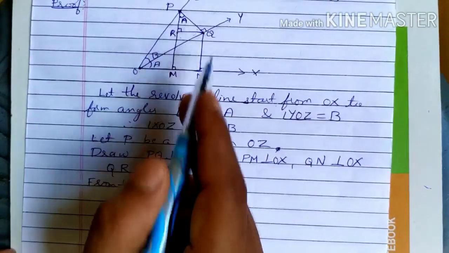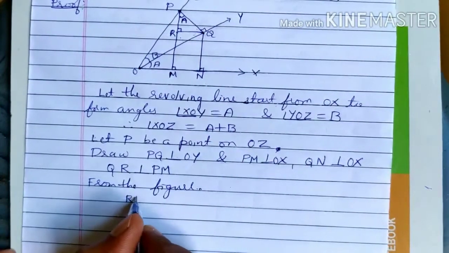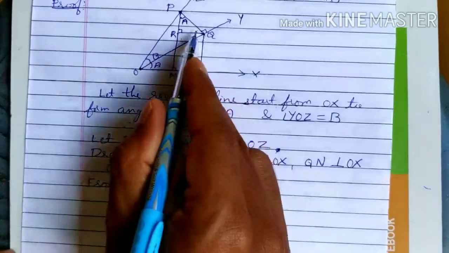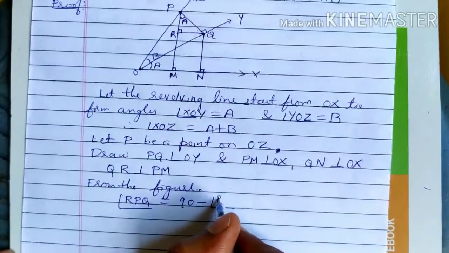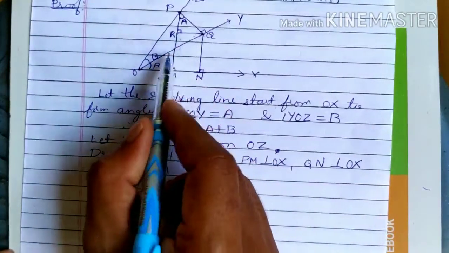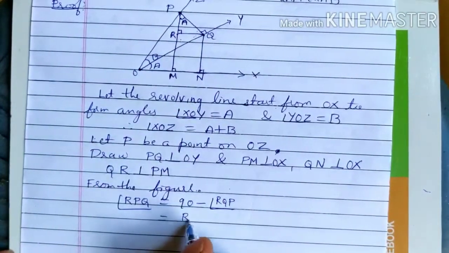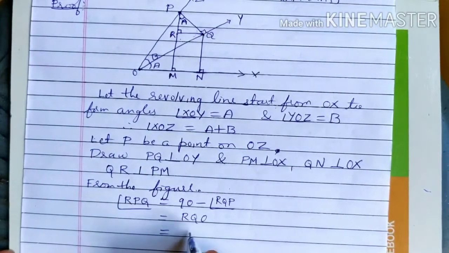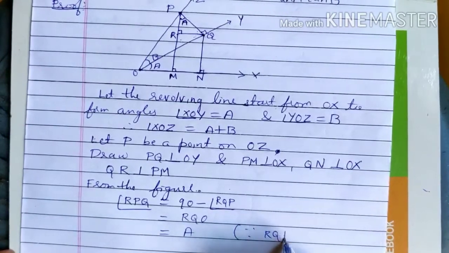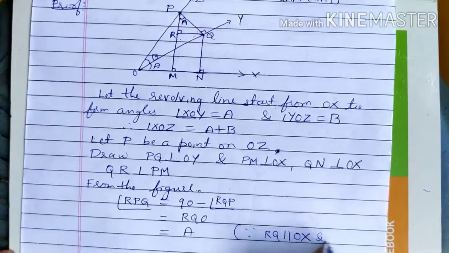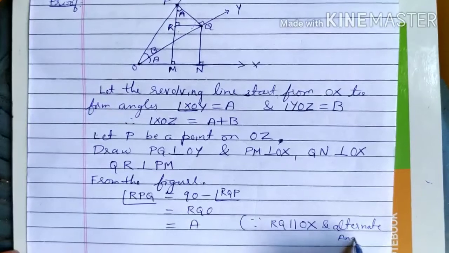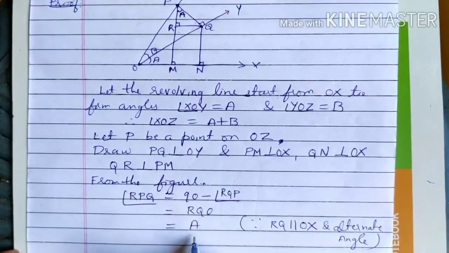So how do we get A here? Angle RPQ is equal to 90 minus this angle, that is RQP, right? So that is equal to 90 minus RQP, which is the same as RQO, that is equal to A. So write the reason: because RQ is parallel to OX and alternate angles. So therefore that is how we get A.